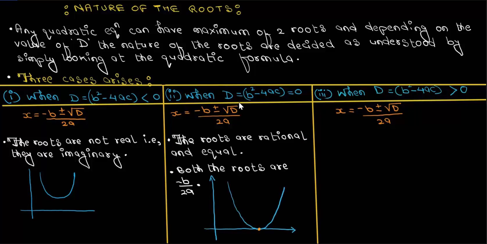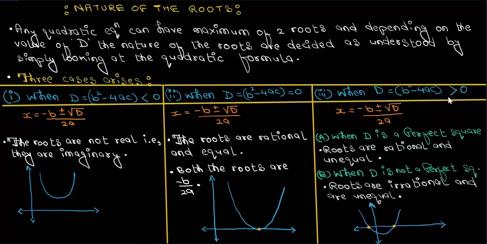However, in the case when D is equal to 0, we know the quadratic formula is x equal to minus b plus minus root D by 2a. So these are the two values of x. The roots are rational and equal because D is equal to 0, so this term will become 0. We are only left with minus b by 2a. So both the roots alpha and beta are minus b by 2a.